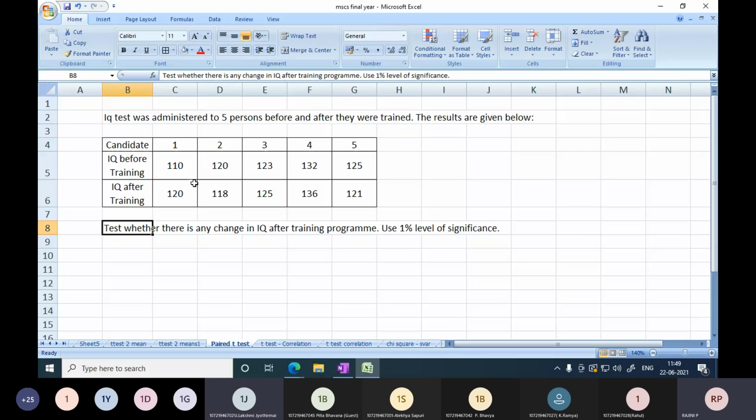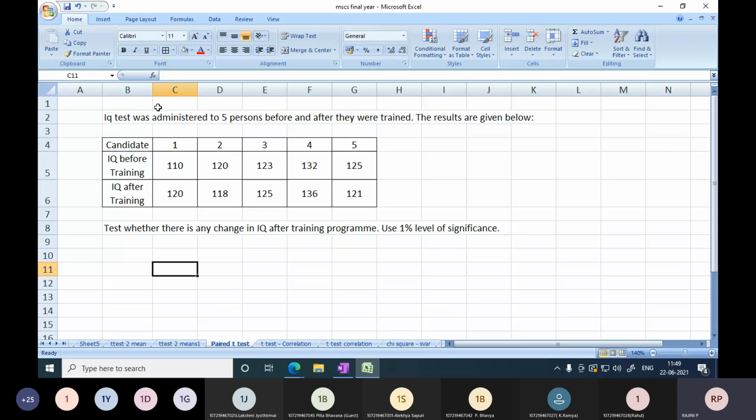No, ma'am. So we have taken the same sample, and for that same sample we have taken the IQ level before training and the IQ level after training. Now, how to do this? There is an inbuilt function for this. No need to do anything.